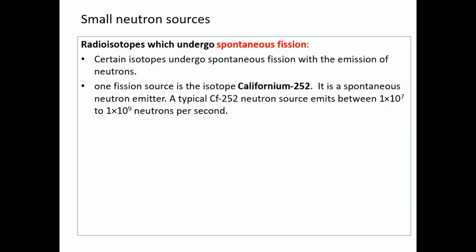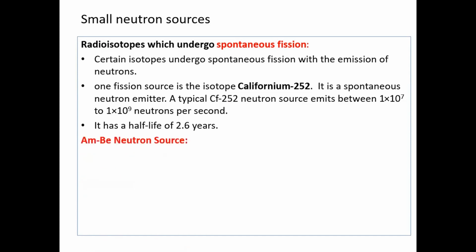It is a spontaneous fissionable source. It emits neutrons, and a typical californium-252 neutron source can emit 10 to the power 7 to 10 to the power 9 neutrons per second. It has about 2.6 years of half-life, and it is only produced in nuclear reactors.